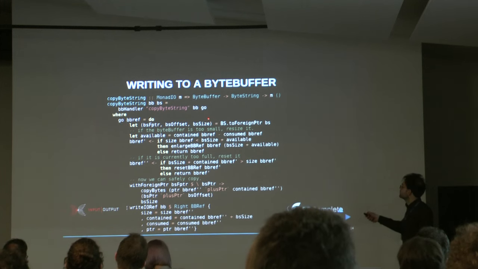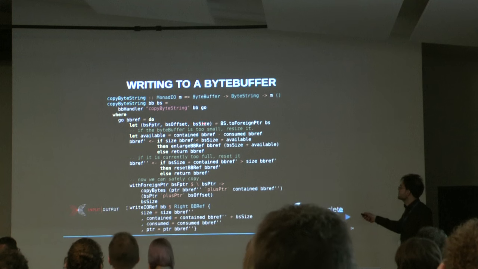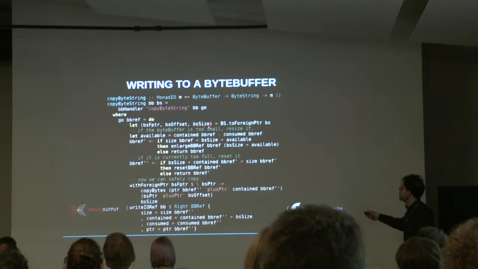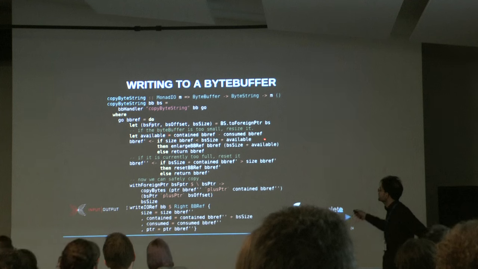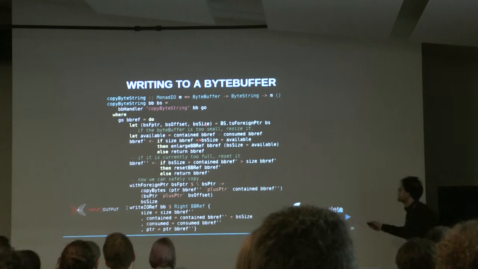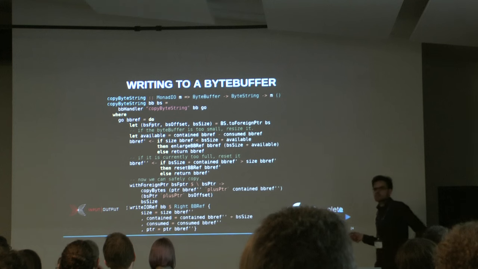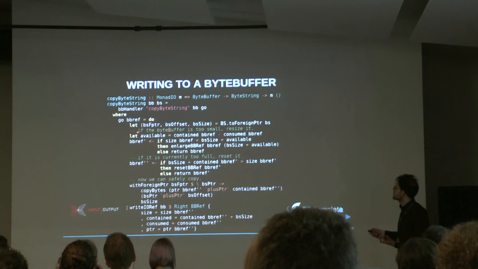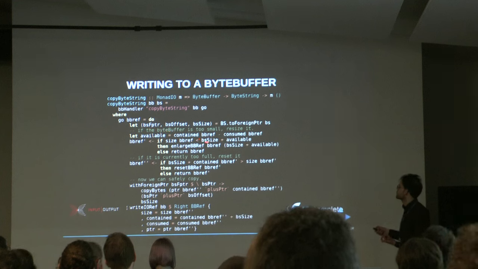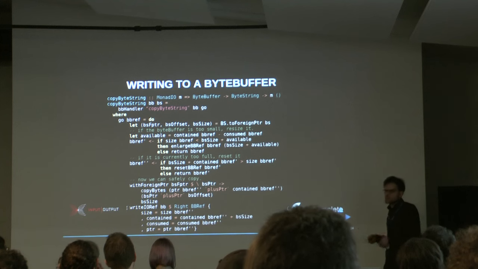So we write bytes from a byte string to a byte buffer. We first have to deconstruct this byte string into a pointer and the size of the data contained in the byte string. Then we again compute the number of available bytes that are in the byte buffer. And then we look if the number of bytes that we want to copy plus the number of available bytes is smaller than the actual size of the byte buffer. Because in this case, we have to enlarge the byte buffer. Even when we drop the bytes that have already been consumed, if the number of bytes that we still need to keep in the byte buffer plus the number of bytes that we want to copy to it is larger than the size, then we have to resize it.